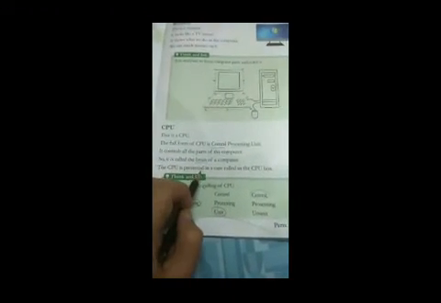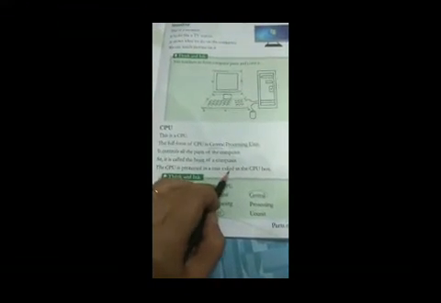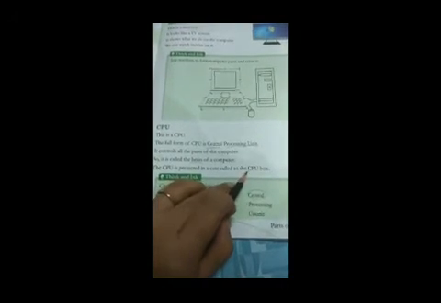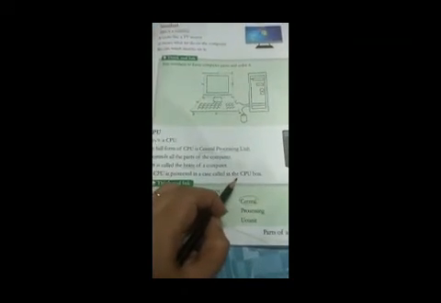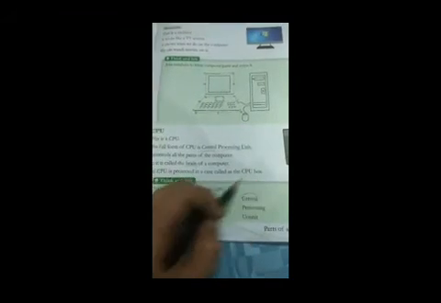The CPU is protected in a case called the CPU box. In this CPU box, CPU is kept. It is covered with this. It is protected.